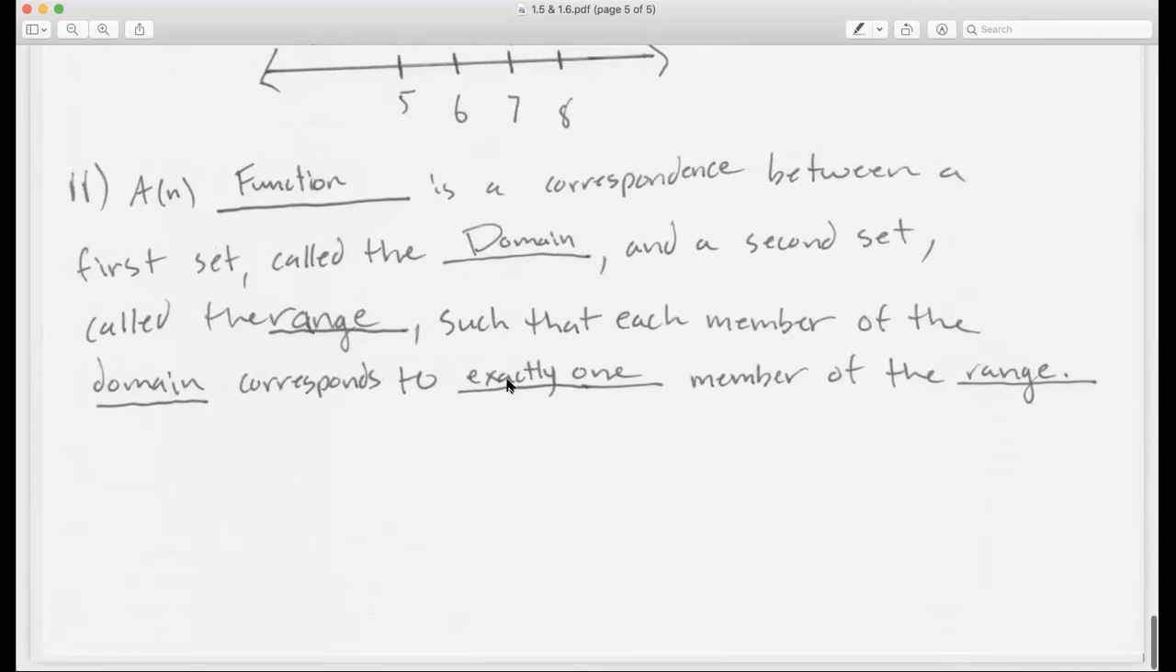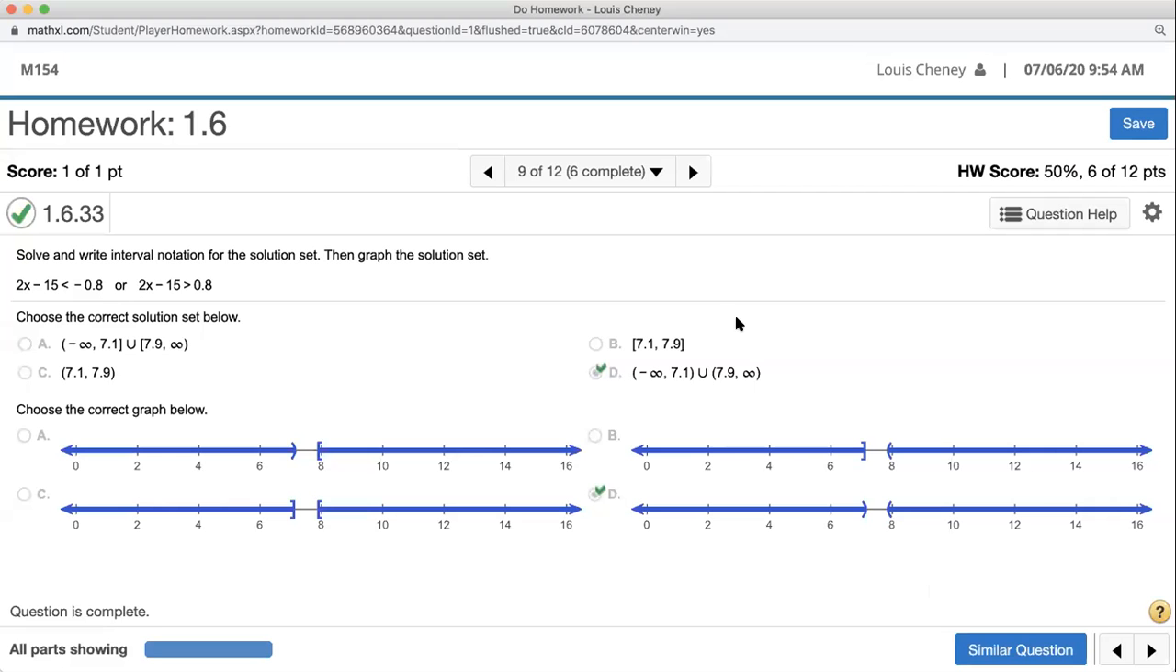Okay, number 11. Last question. It's fill in the blank. So what I've underlined is the blank. A function is a correspondence between a first set called the domain and a second set called the range, such that each member of the domain corresponds to exactly one member of the range. So that should finish you up for the 1.6 lecture.